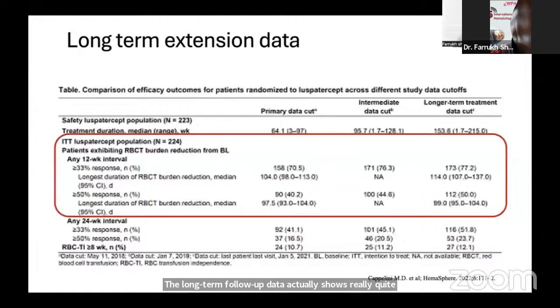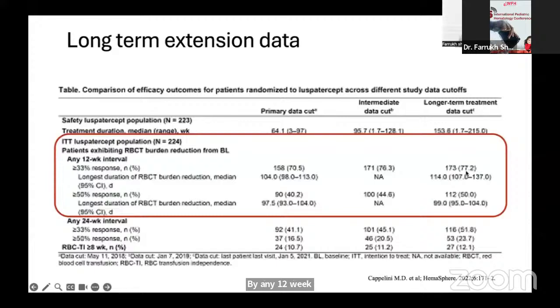So if you look at the long-term extension data, I just want you to focus your mind on the key things that are in the red bar here. If you look at the patients that achieved transfusion response in any 12-week period, not the fixed time window that was originally set up as part of the study, about 70% of patients had a response of a 33% reduction in transfusion burden by any 12-week window, and that increased to 77% of patients after long-term data cuts, so over a prolonged period of time.